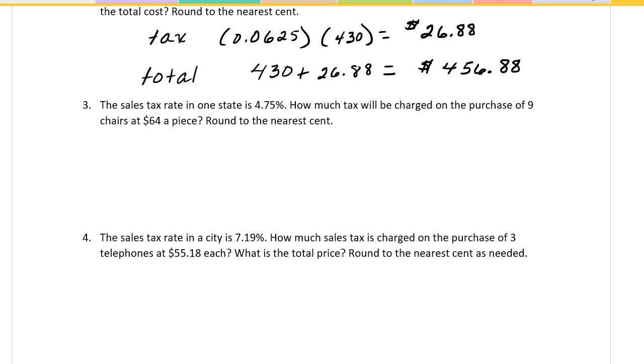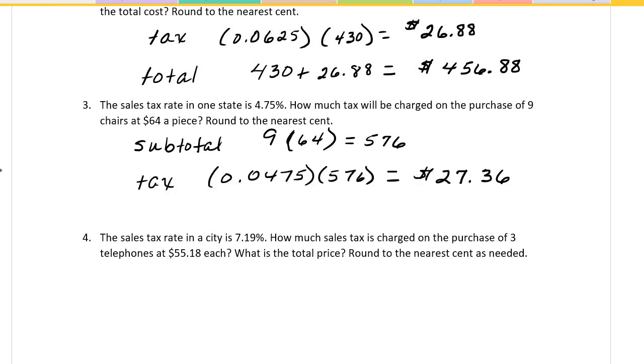Problem 3, we're given a sales tax rate, and we want to know how much tax will be charged on a purchase of 9 chairs at $64 apiece. First of all, we need to find the cost of the 9 chairs without tax. Then to find the tax, we multiply that number by our tax rate, written as a decimal. So our tax is going to be $27.36.